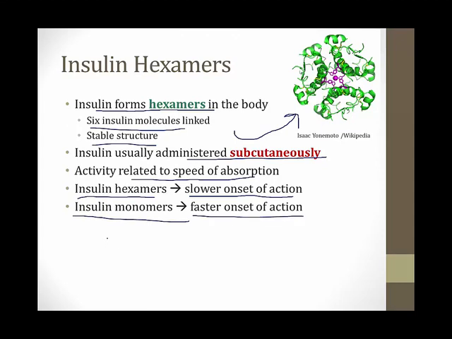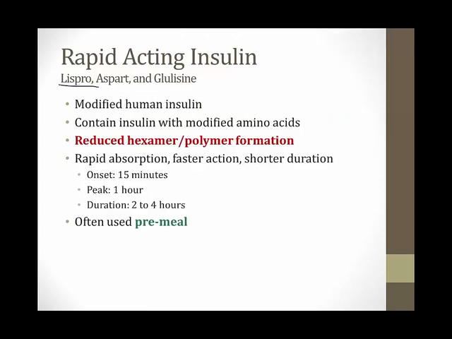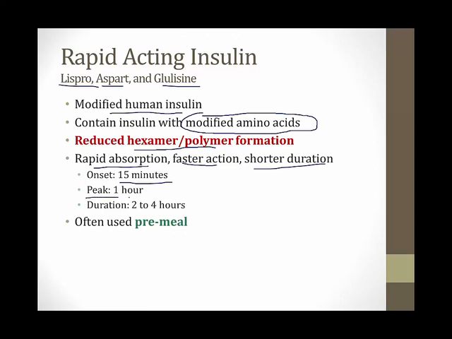faster onset of action. So the rapid-acting insulins are Lispro, Aspart, and Glulisine. They are all modified human insulins, and they contain insulin molecules with modified amino acids. And because of the altered amino acid structure, they have a reduced tendency to form hexamers and polymers. This leads to more rapid absorption, a faster onset of action, and a shorter duration of action. So the onset of action for these drugs is about 15 minutes. The peak effect occurs in about an hour, and the duration of action is about 2 to 4 hours.